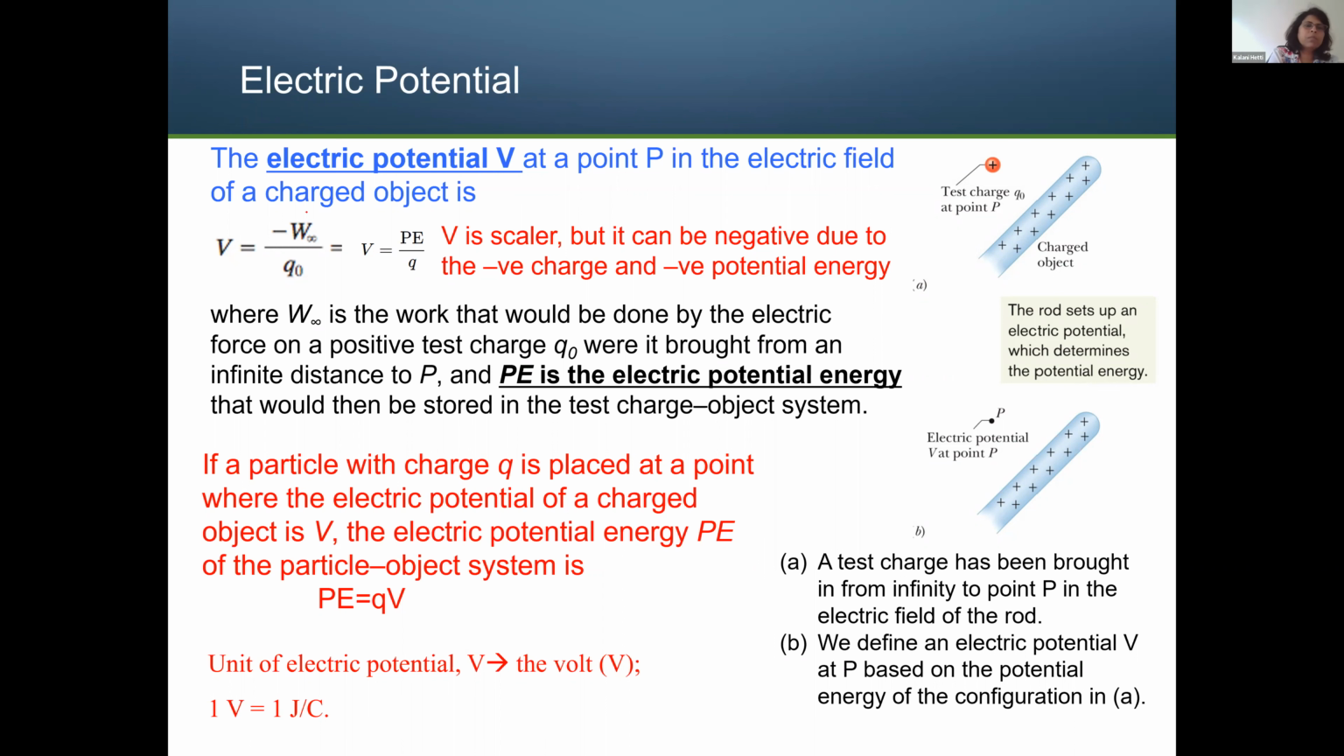Electric potential is basically work done divided by the charge. Work done is measured in joules and charge in coulombs, so joules per coulomb we call the volt. Joule per coulomb is volt, right? That's the unit of electric potential.